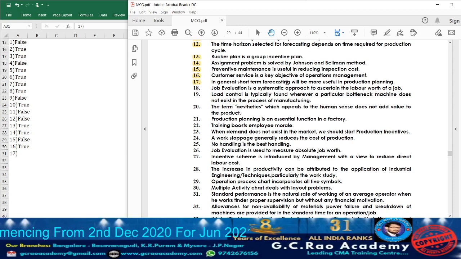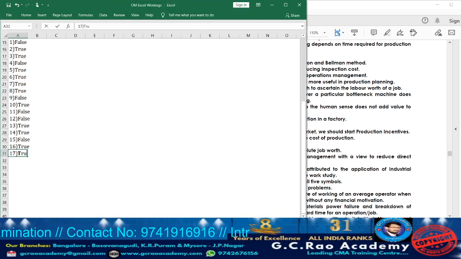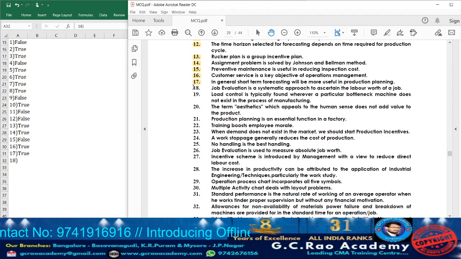What they're telling, in general, which term of forecasting will be more useful in production planning? Short-term forecasting. As we covered in the objectives, usually for production planning, short-term forecasting will be applicable. So accordingly, statement 17, whatever they have given, is true. Now moving on to statement 18.